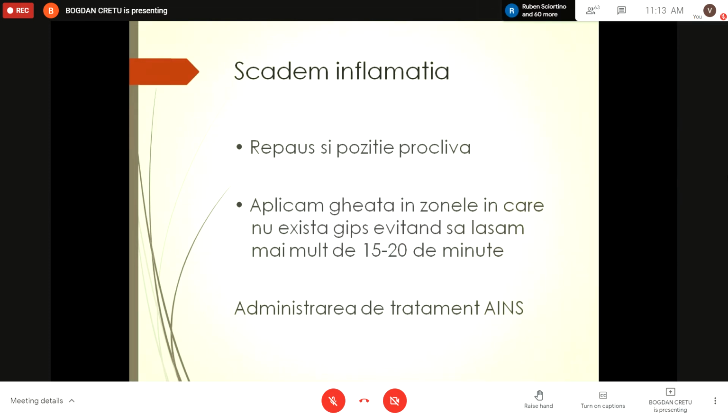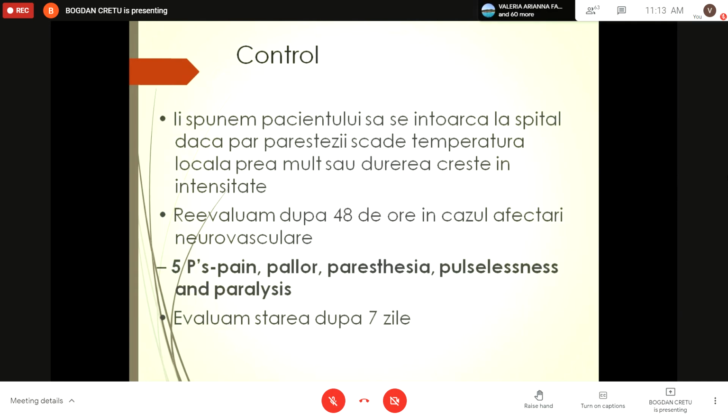We have to reduce inflammation, asking the patient to raise up her leg, apply some ice in the areas where we do not have a cast, where we have a splint, and administer anti-inflammatory drugs. We always tell the patient to return to the hospital if important symptoms arise, like excessive swelling, excessive pain, neurological symptoms.